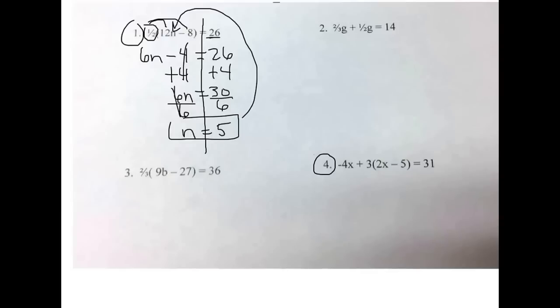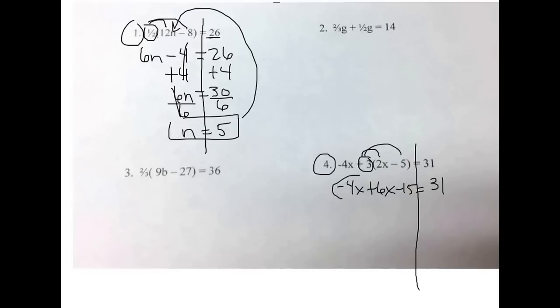Number 4, then draw my line down. I see distributive property. I got to take care of that first, so the +3 is my distributor. I'm not doing anything with the -4x, so I'm going to bring him down. 3 times 2 is +6x. 3 times a -5 is -15. Nothing to do with 31, so I bring it down on the other side as well.